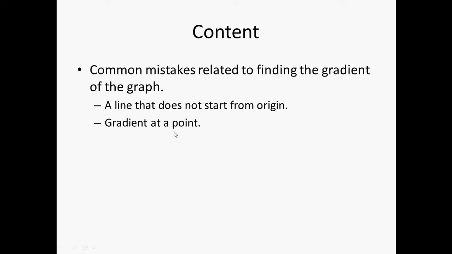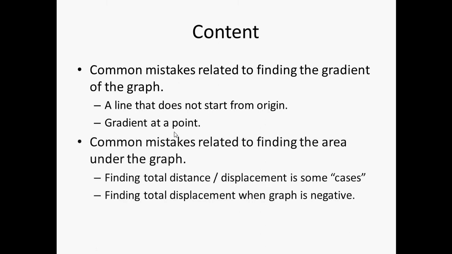or when the gradient is a gradient at a point. Another possibility of a mistake is when they are tasked to find the area under the graph. Sometimes they might find an area that is lesser than what is required, and another possibility is when the graph is negative.